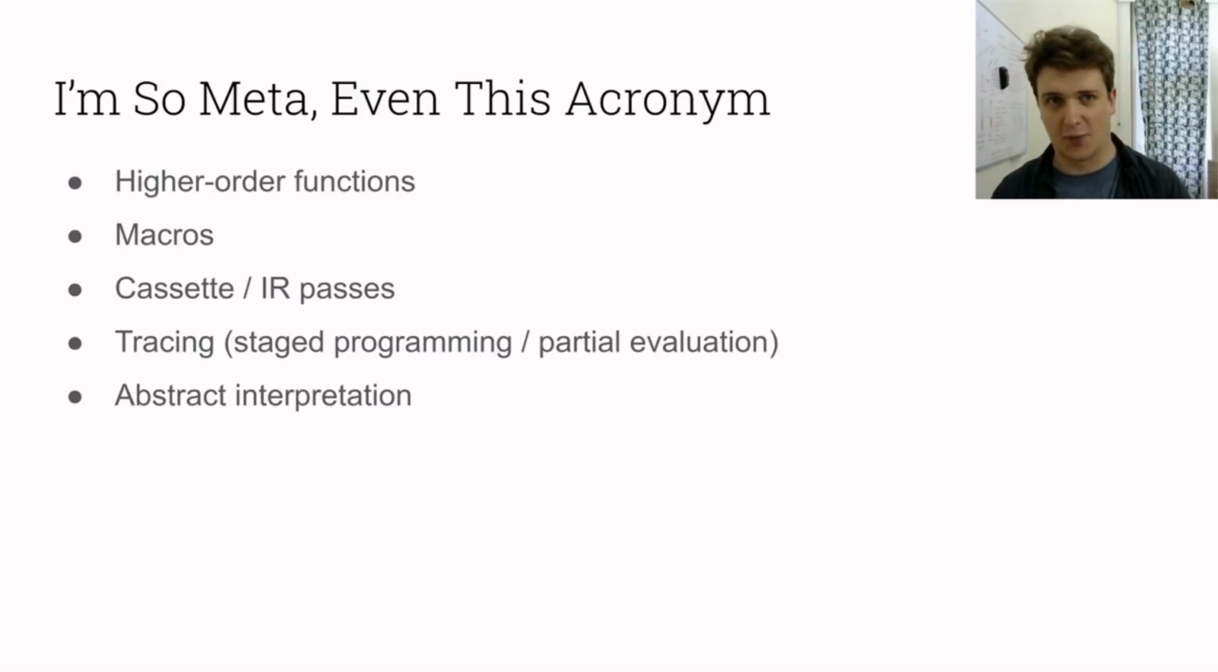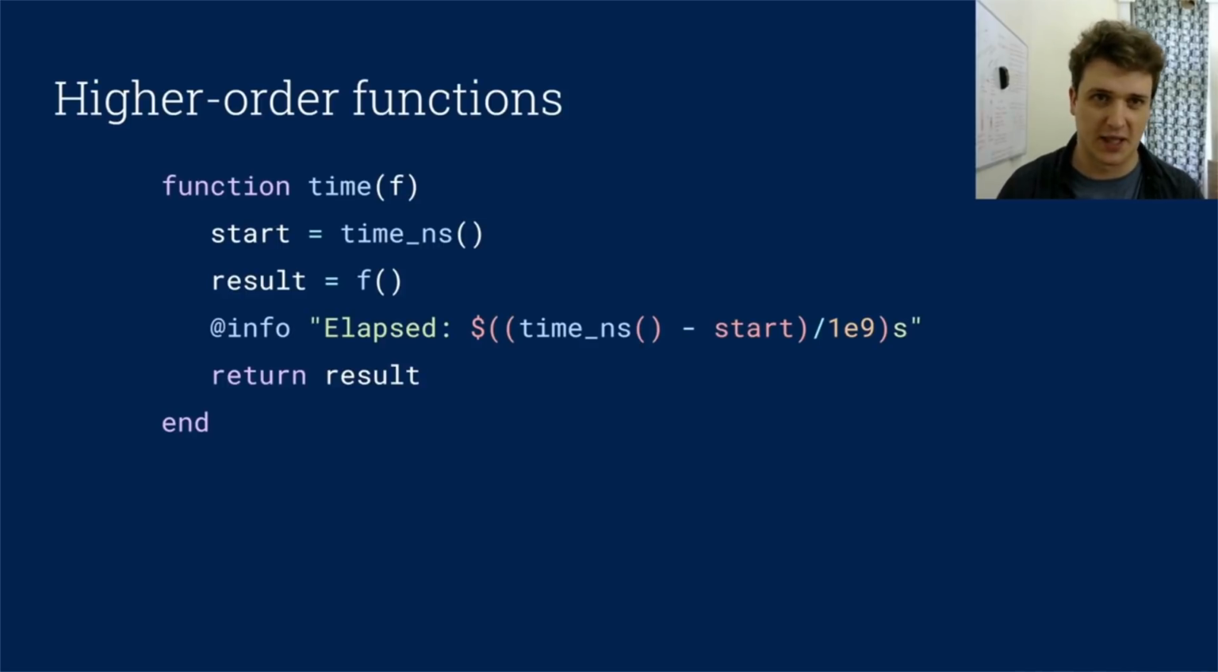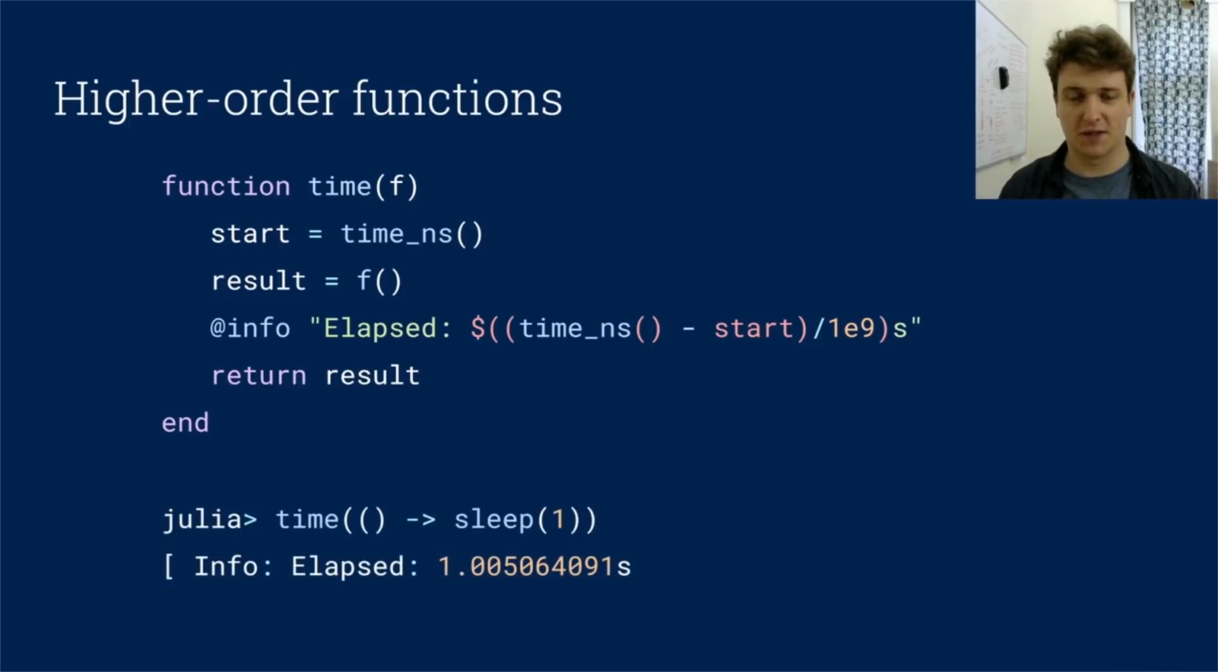So I'm starting here with higher order functions, which is more on the just using Julia normally end of the spectrum, and it's not always associated with metaprogramming, but I think it's a really nice starting point for building these kinds of DSL-like APIs and domain abstractions. So here's a very simple example where we take a user-defined function. This one just sleeps for a second. I check the time before and after and use that to time how long the function took to execute.